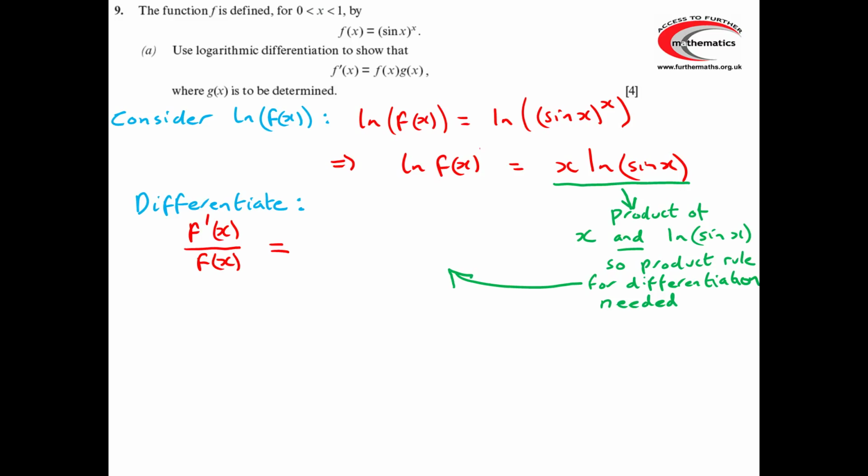So using the product rule, we first of all need to differentiate the x, which gives us 1, and leave the logarithm of sine x alone. And then we add the x left alone times by the derivative of the logarithm of sine x. And the derivative of the logarithm of sine x is going to be the derivative of sine x divided by sine x.